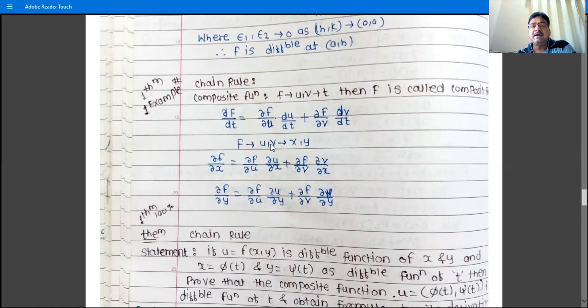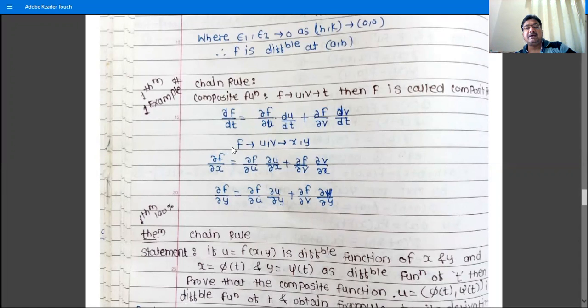If f is a function of u and v, and u and v are two variable functions of x and y, then f becomes a composite function of x and y. Now if you consider f as a function of u and v, then it is a two variable function. And if we consider u and v as functions of x and y, then they are also two variable functions. Now all are multivariable functions, and therefore the notation is ∂. So ∂f by ∂x is what? f is a composite function of x and y, and so ∂f by ∂x is ∂f by ∂u times ∂u by ∂x, plus ∂f by ∂v times ∂v by ∂x.